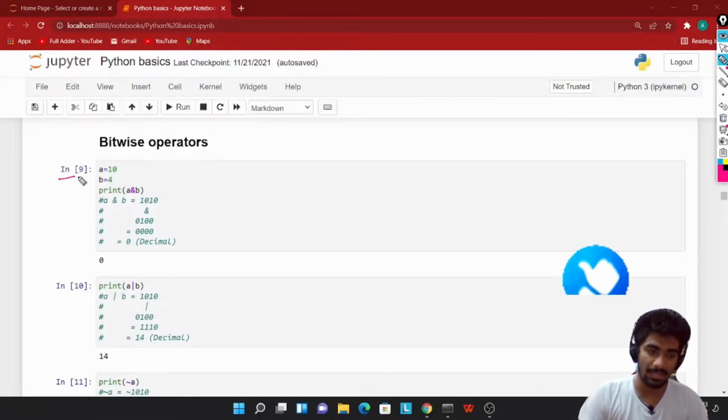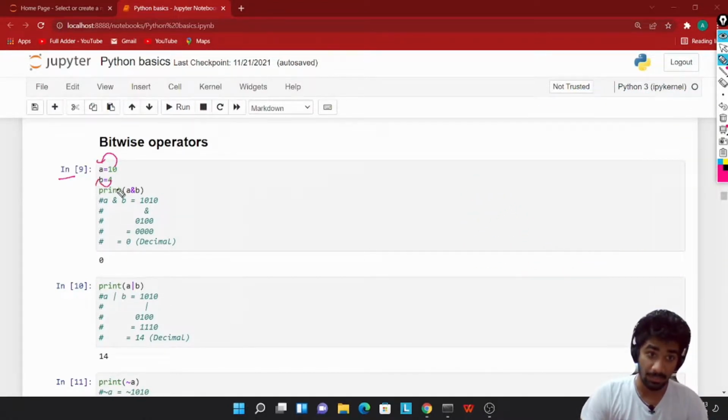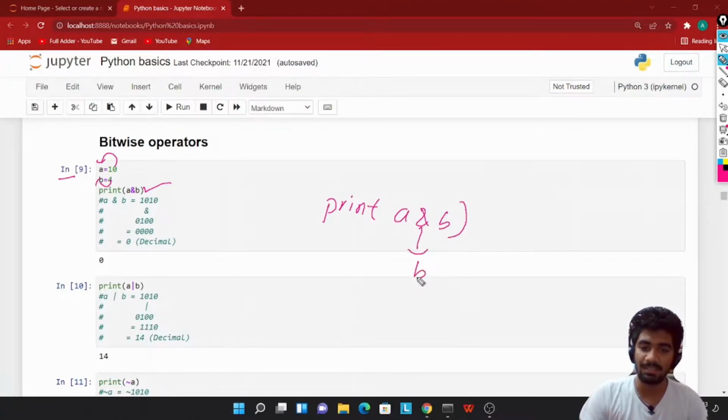Here in this line number 9, you can see that we are storing the value 10 in the variable A, we are storing the value 4 in the variable B, and we are trying to print A and B. So what does this mean? This is a bitwise AND operator.